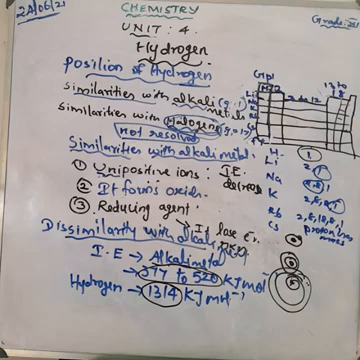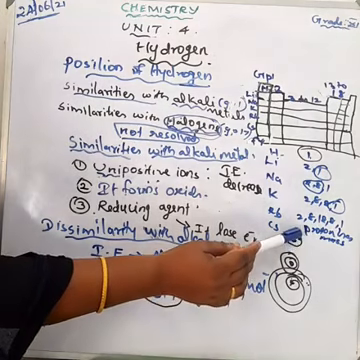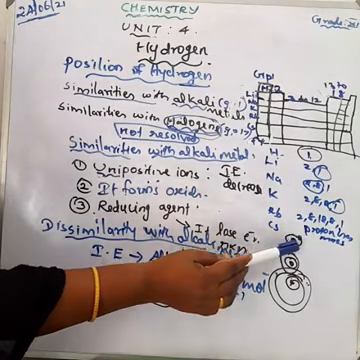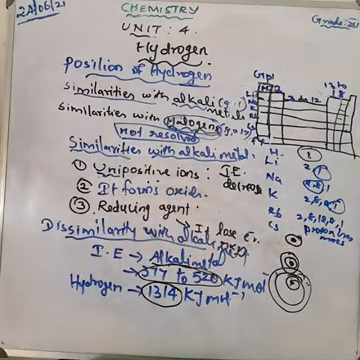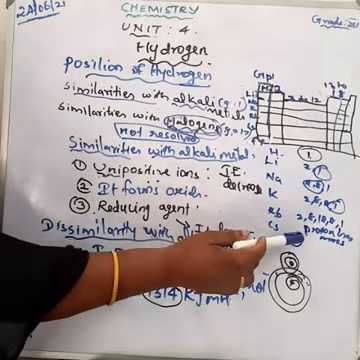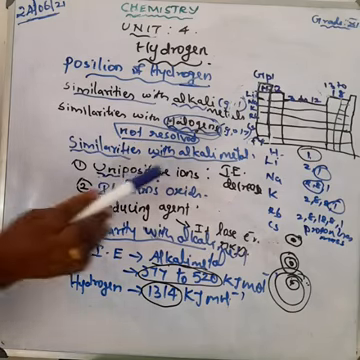Okay, so here the outermost electron of the hydrogen atom is very close to the nucleus. So the nucleus tightly attracts the electron in the outermost shell. So it is difficult to remove this outermost electron. We should give more energy to remove the electron.